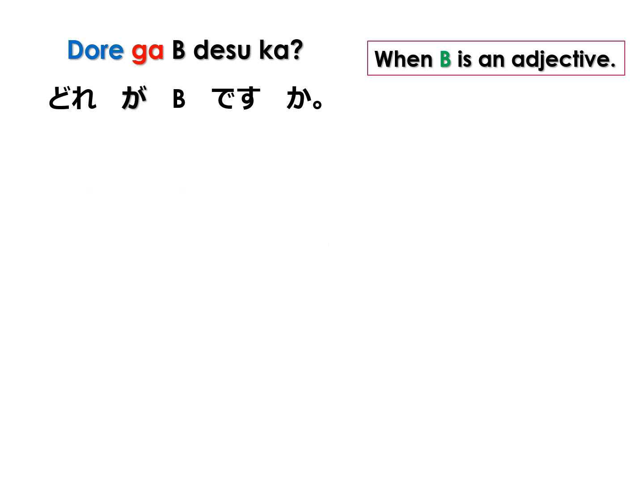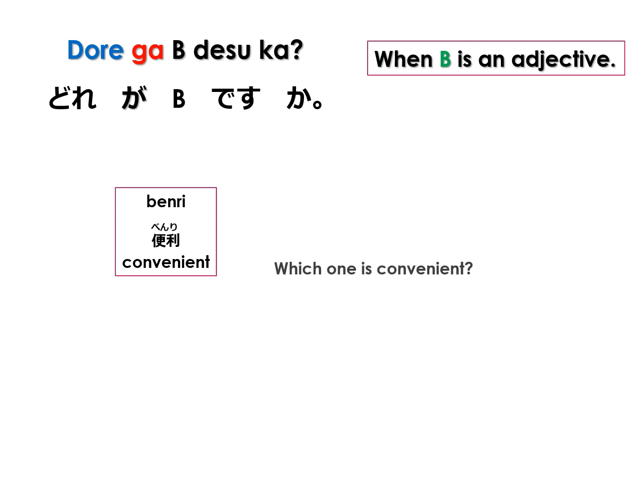The word for convenient is benri. Say you're faced with a choice of modes of transportation such as taxi, bus, or train. You ask, which one is convenient? How do you say this in Japanese? Dore ga benri desu ka?